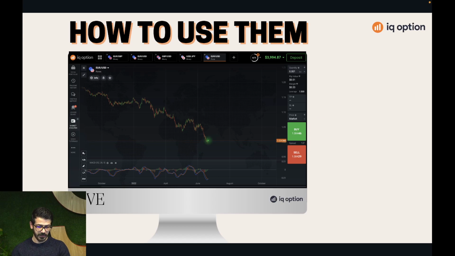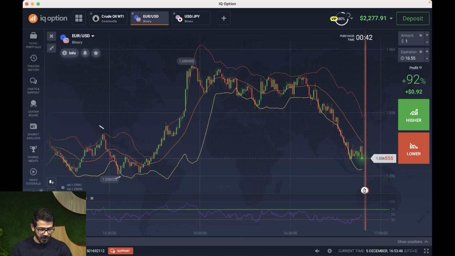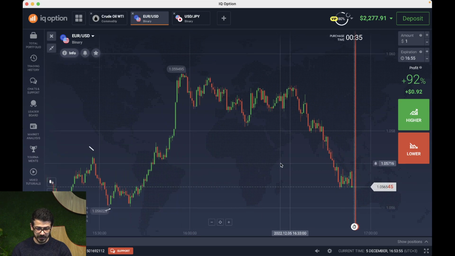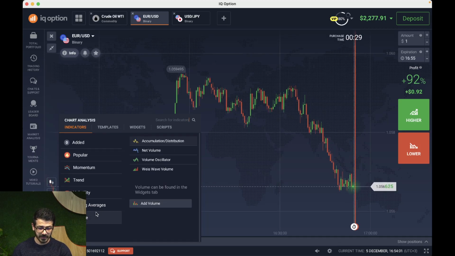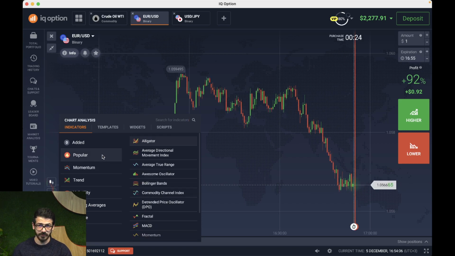How to use them. Now we can go to the platform, okay? So basically, as you can see, it's already set up. Let me just show you quickly how you can set them up. So remove them from here. Now, the RSI, we go to indicators. We mentioned that it is a momentum indicator, so we can either find it in the momentum section here, or we can also find it in the popular. So this is one of the popular.